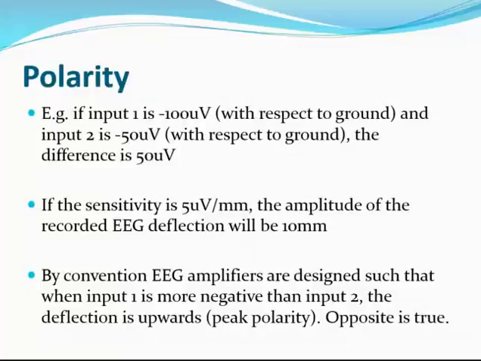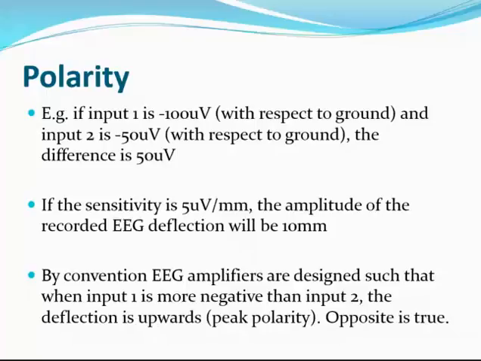So when you talk about polarity, we're looking at whether input 1 of the differential amplifier is minus 100 microvolts with respect to ground, and input 2 is at minus 50 microvolts with respect to ground. The difference is 50 microvolts. So if the sensitivity setting on that EEG is 5 microvolts per millimeter, the amplitude of the recorded EEG deflection will be 10 millimeters, a simple division, 50 over 5.